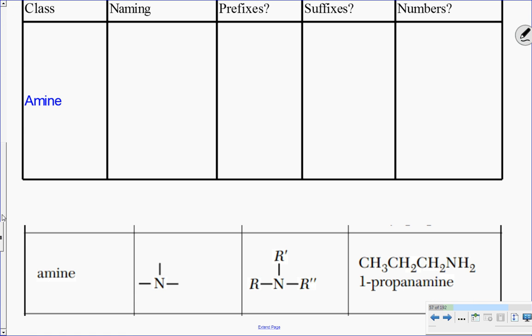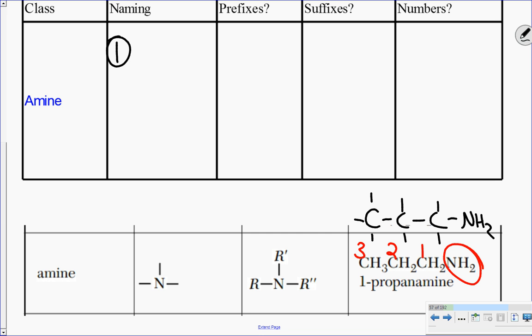If we look at this example of 1-propanamine, we have 1, 2, 3 carbons. That first carbon is where this nitrogen group is attached. So what this really looks like is an NH2 coming off this end here. So we would do our typical alkane stem, propane in this case. We're going to drop the E.